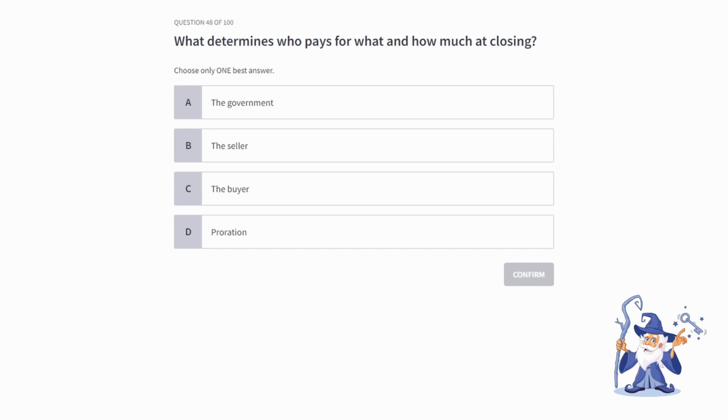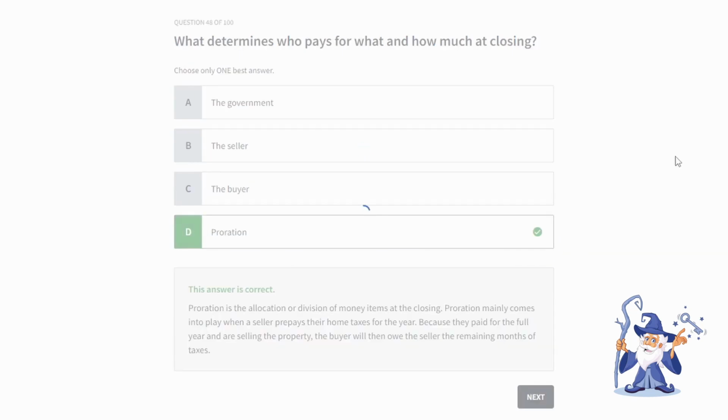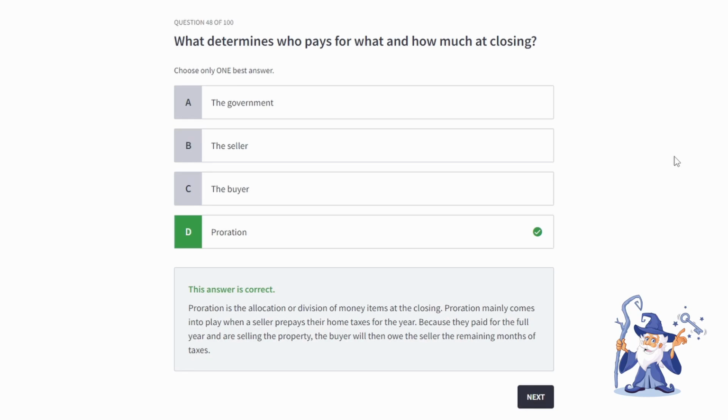Okay, so the correct answer for this one's going to be D, proration. So proration is the allocation or division of money items at closing. Proration comes into play when a seller prepays their home taxes for the year. Because they paid for the full year and are selling the property, the buyer will then owe the seller the remaining months of taxes.